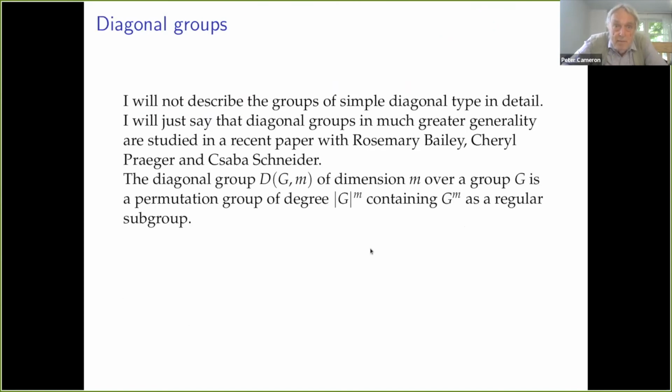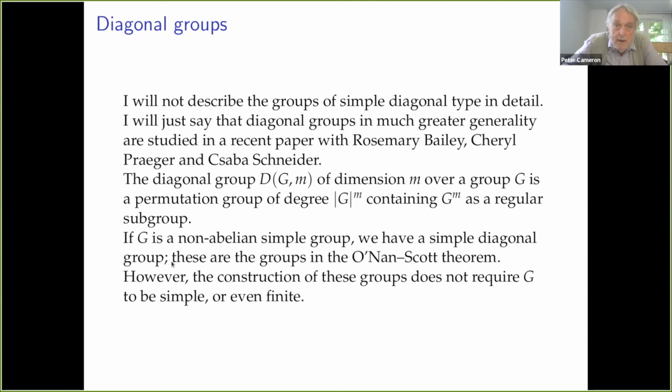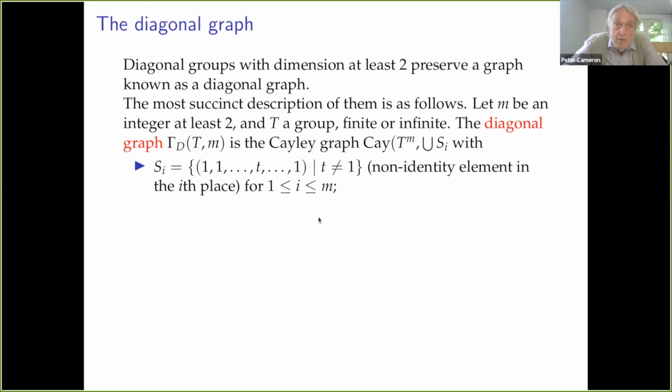They are permutation groups. They act on a set of size order of g to the m. And the ones in the O'Nan-Scott theorem, you take G to be a non-abelian simple group. But in our formulation, G can be any group whatsoever. So you can start with any group G, any integer m greater than 1, and you can build a diagonal group. So I'll just say briefly what you do. For some reason, I've changed from G to T on this slide. T is the group now.